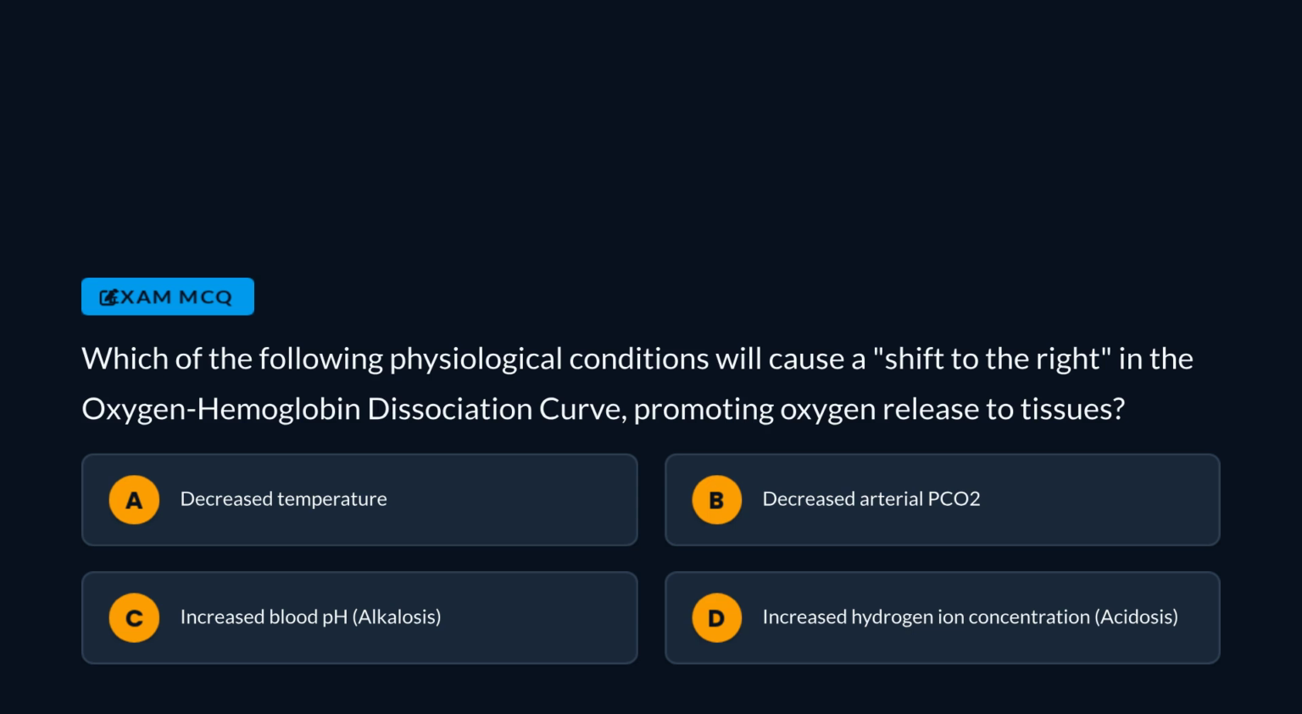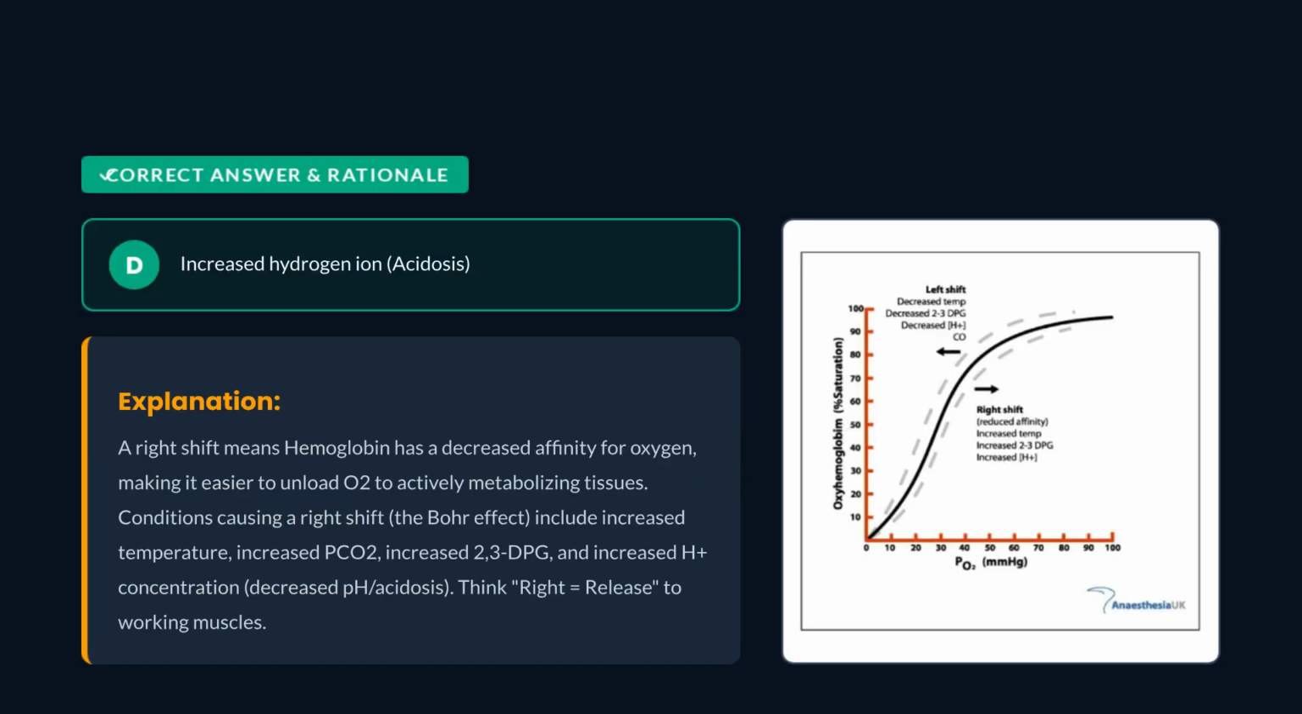Which physiological condition will cause a "shift to the right" in the oxygen-hemoglobin dissociation curve, promoting oxygen release to tissues? The correct answer is increased hydrogen ion concentration, or acidosis. A right shift decreases hemoglobin's affinity for oxygen, facilitating O2 release to actively metabolizing acidic tissues. This is the Bohr effect.